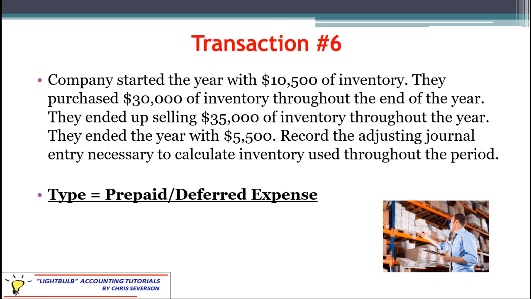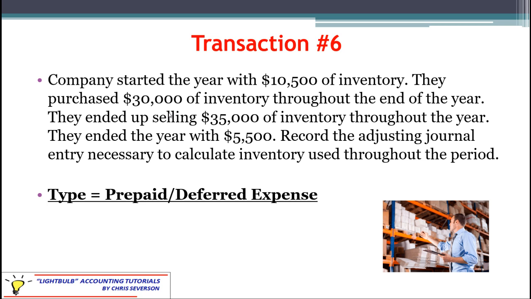Now we'll move on to transaction number 6 here. And with this one, we are going to talk about inventory. We started the year with $10,500 of inventory. They purchased $30,000 of inventory throughout the year. We ended up selling $35,000 of inventory, and they ended the year with $5,500. So we want to record the adjusting journal entry necessary to calculate inventory used throughout the period.